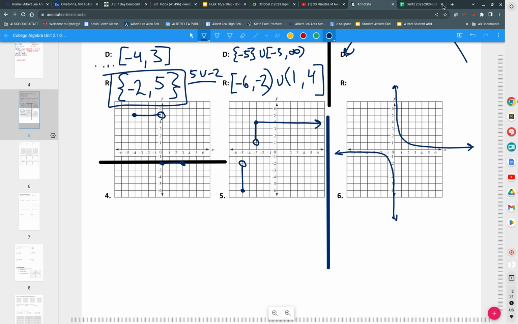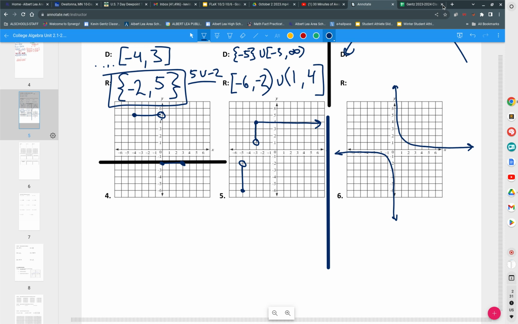Talk with the person next to you. What do you think about the domain for the next one? Just talk about the domain for the next one. What do you think about that last one? Think about it. But it would, no, it wouldn't. It would never hit. Super close.